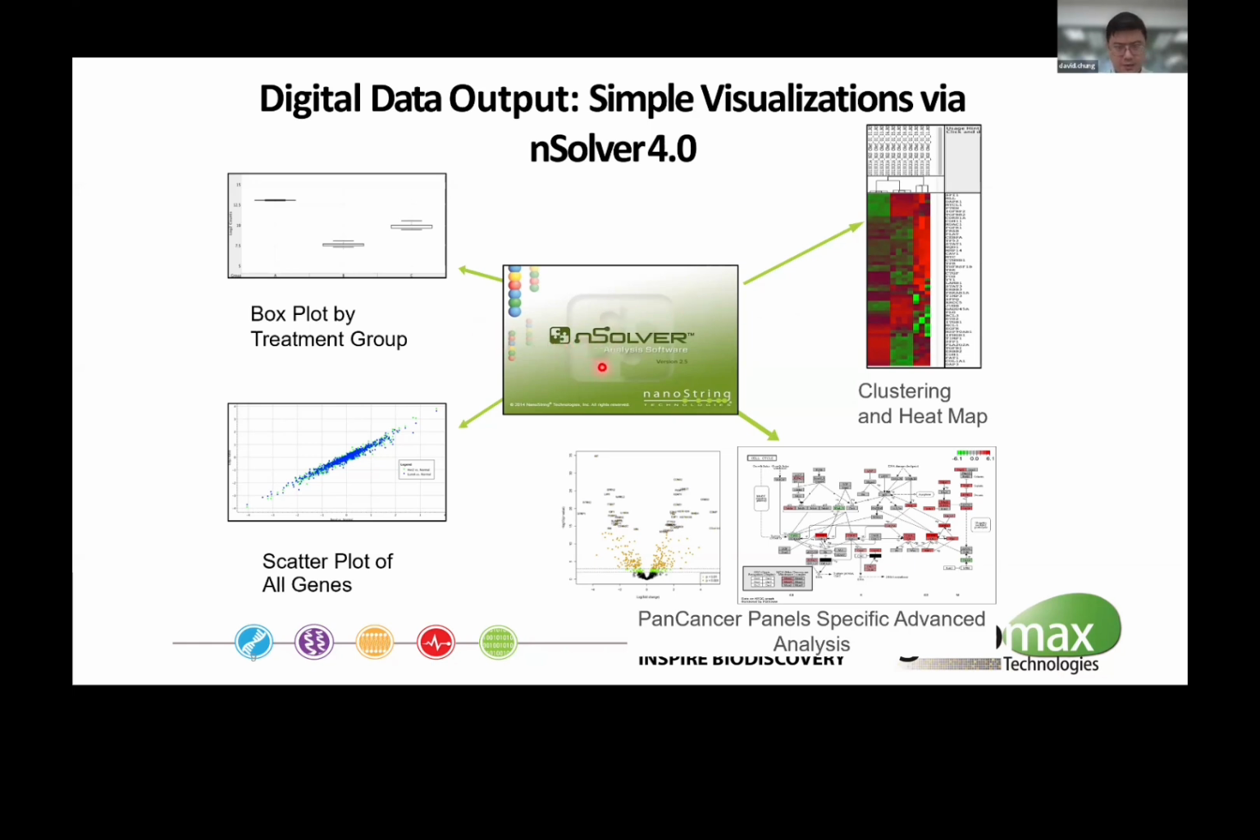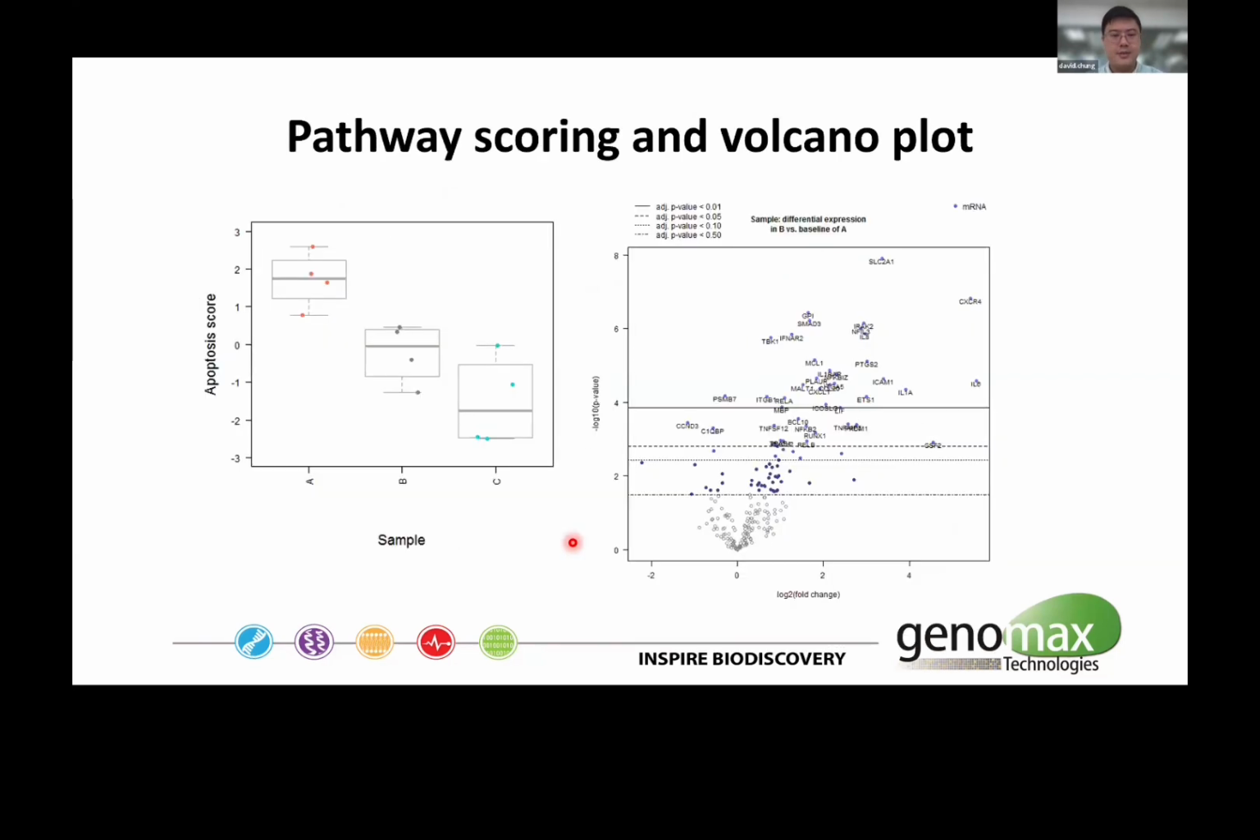On the nSolver software, you can do some basic analysis like heat map clustering, box plot, violin plot, and scatter plot. Or if you use their off-the-shelf panel, because the gene list is already well annotated in their panel, you can also do some further analysis. For example, pathway scoring, to find out not just the individual genes that are differentially expressed, but as a group of genes, do they show a trend between different sample groups?